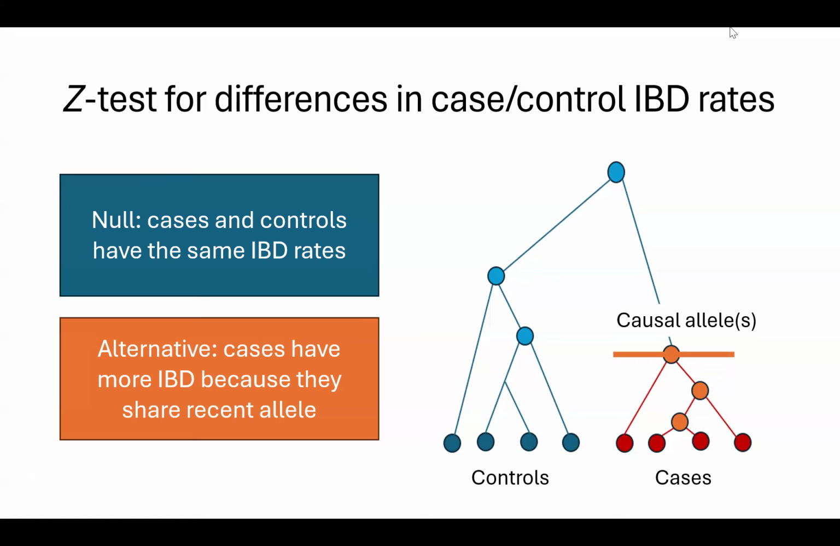And the alternative is that cases may have more IBD because they share a recent causal allele for the trait that we're studying. We can understand this in a similar way to our coalescent before. So we have the controls, and then we have the cases that before looked like a selected allele. In our case, it's selection in the form of sample ascertainment, that we've sought out individuals that have this binary trait.